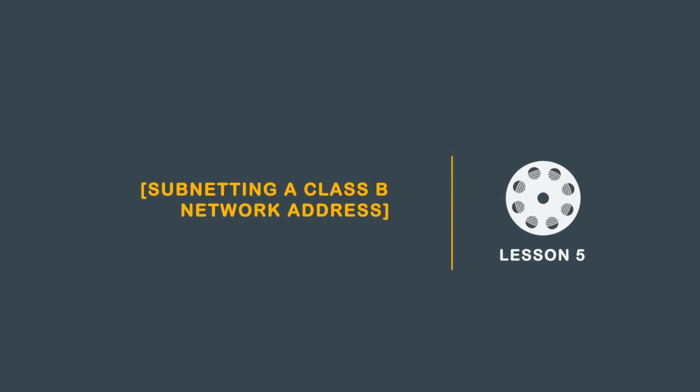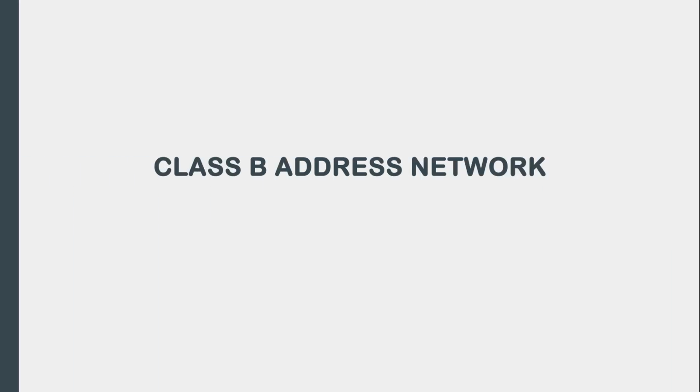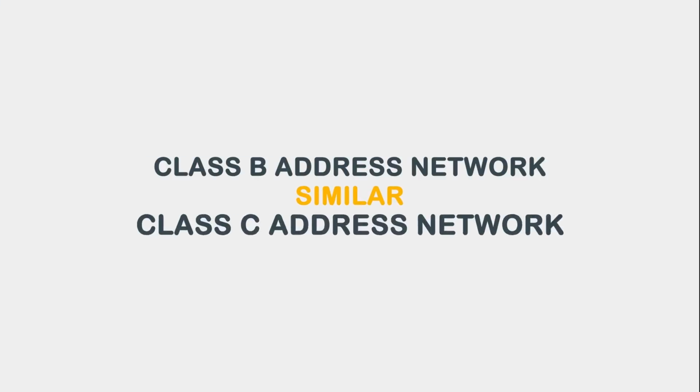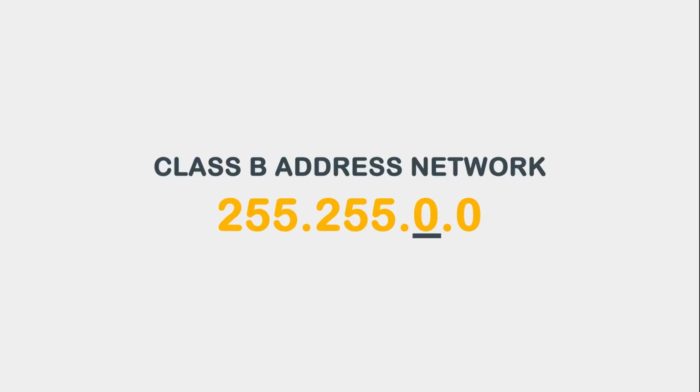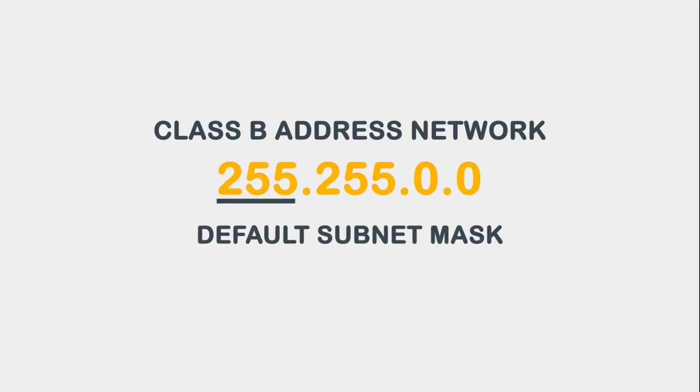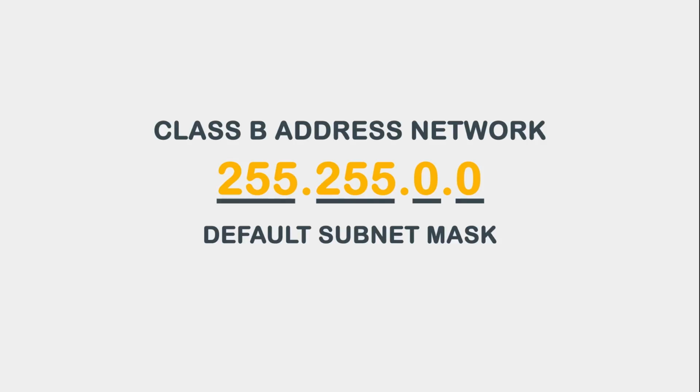In this video, we will discuss how to subnet a Class B network address. Subnetting a Class B network is similar to subnetting a Class C address network, except we have both the third and fourth octets to work with. We don't need to work with the first two octets. 255.255.0.0 is the default subnet mask for a Class B network.